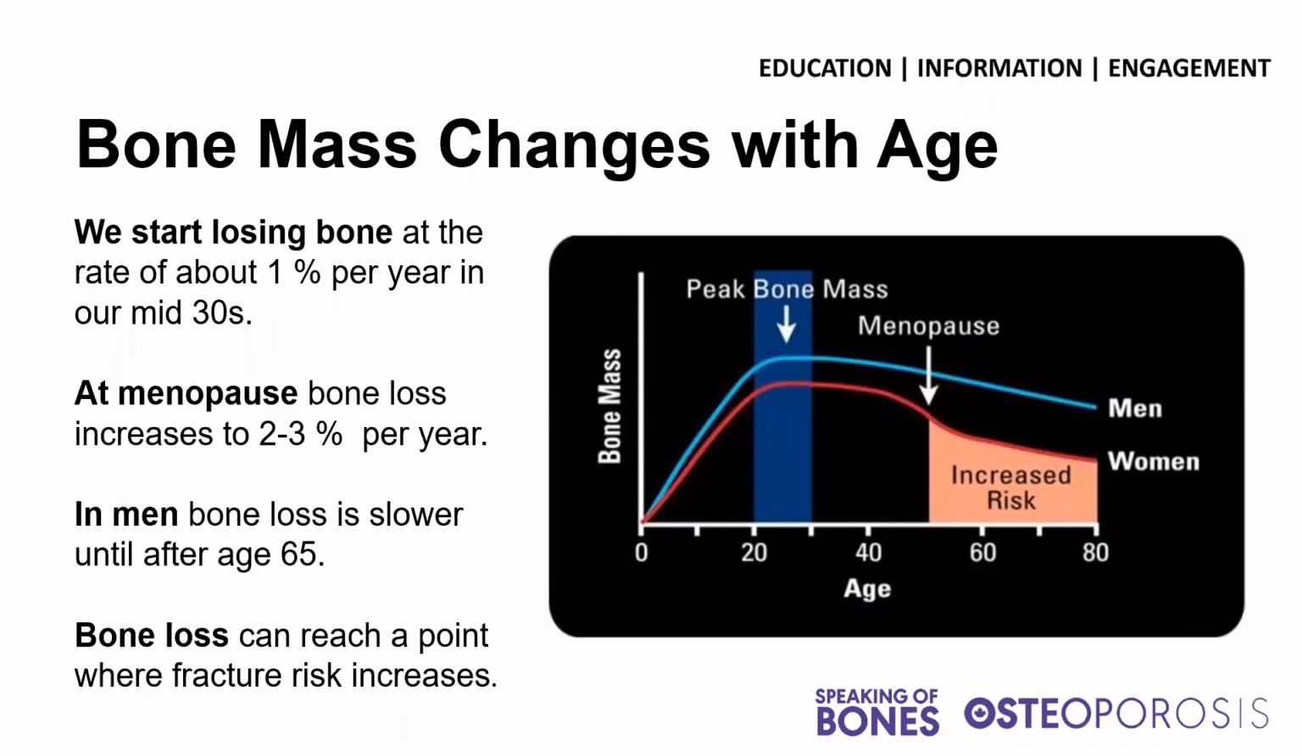So bone mass changes naturally with age. We start to lose bone at a rate of about 1% per year in our mid-30s. Then for females at menopause, this bone loss increases to 2 to 3% per year. In men, bone loss is slower until about age 65, and then it also increases. Bone loss, like I said, is natural, but it can reach a point where fracture risk increases, and then this is not good and leads to osteoporosis.